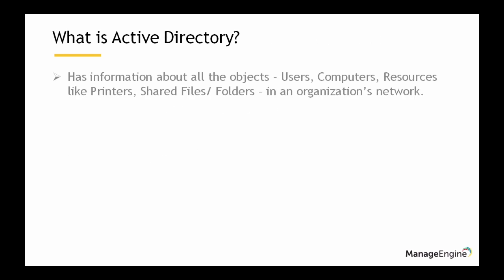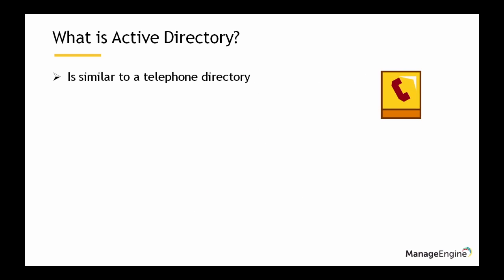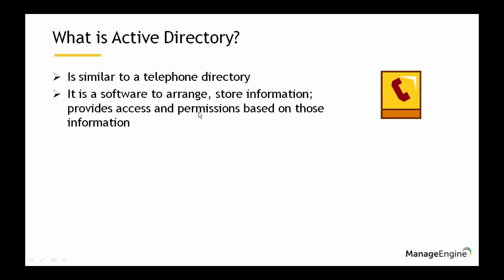So Active Directory is a technology that has information about all the objects, in the sense users, computers, resources like printers, shared files, folders in an organization's network. To make things more simple, you can even think of Active Directory as something similar to a telephone directory. So this technology basically is used to arrange and store information and then provide access permissions based on that information that is already stored.